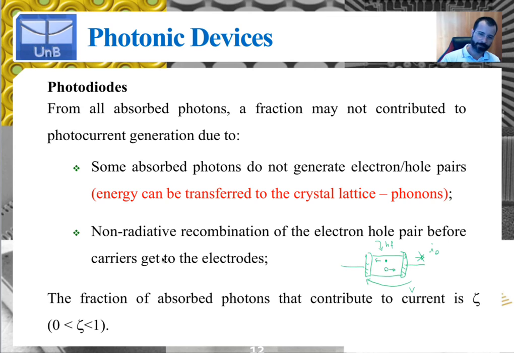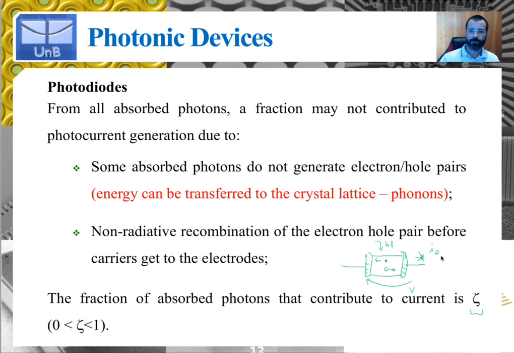Okay, taking all of these phenomena into account, the fraction of absorbed photons that actually contribute to the current we can call lowercase zeta, right? Lowercase zeta. So this parameter here is the fraction of the absorbed photons which actually contribute to the photocurrent, because the associated electron hole pairs are actually generated, right? The photon is not converted into a phonon, for example, and once they're generated, they do not recombine along the length of the material.